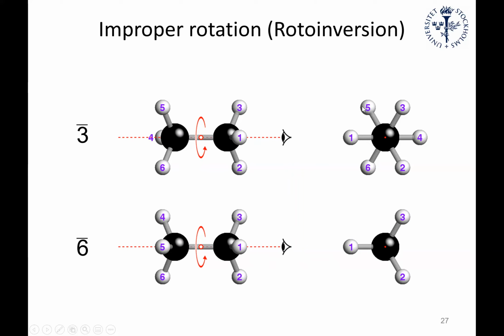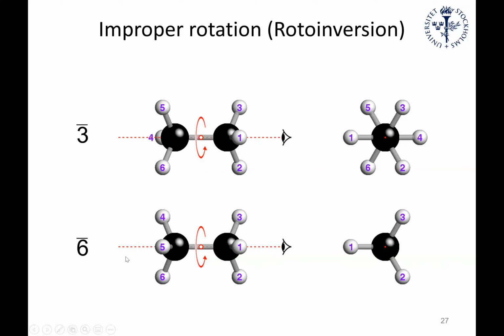If we again rotate it 120 degrees and then invert it, we end up on point 3, and repeat this. So 120 degrees, invert, point 4; 120 degrees, invert, point 2, and so on and so forth. So you can repeat this to get all 6 hydrogen atoms in the staggered conformation.